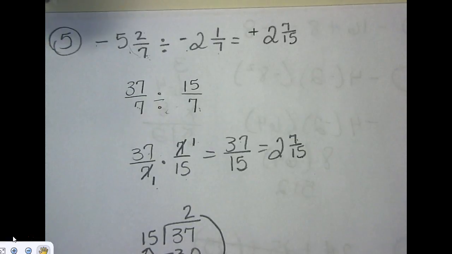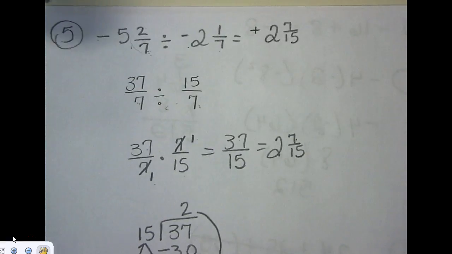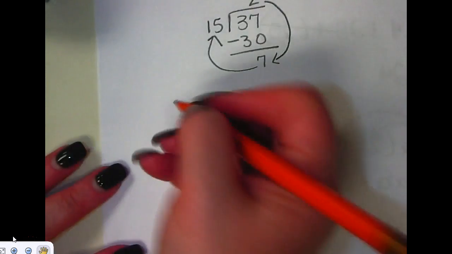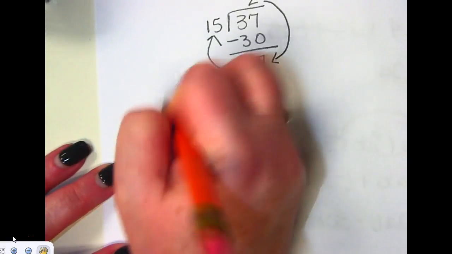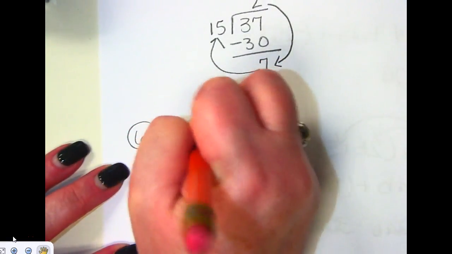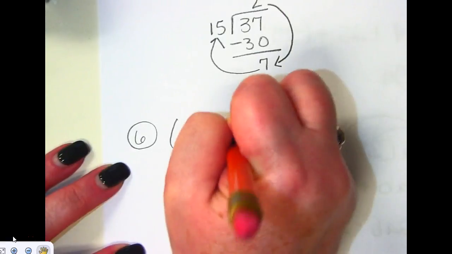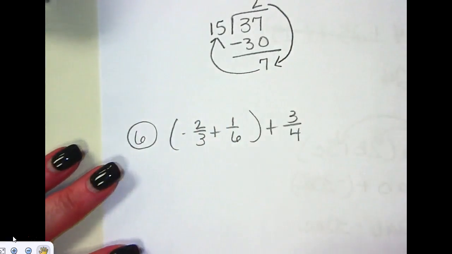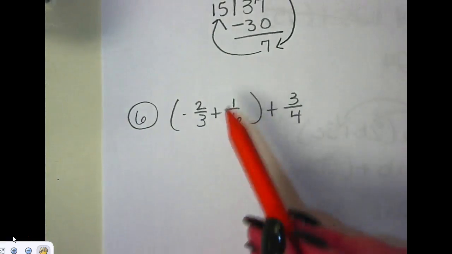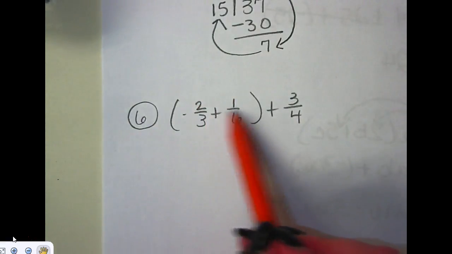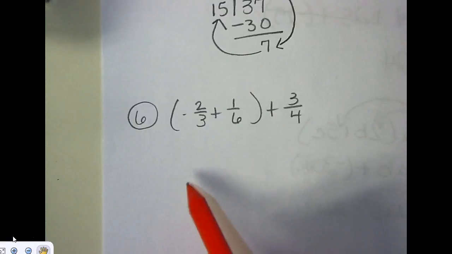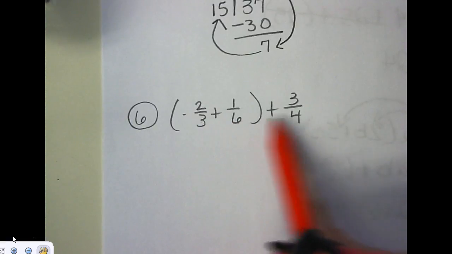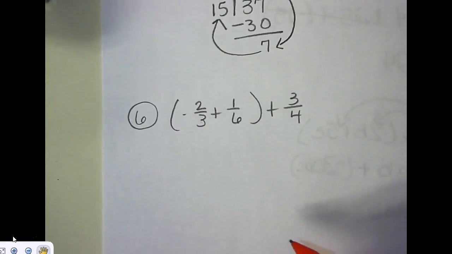All right. Any questions about that one? Okay, let's look at number 6. Negative 2/3 plus 1/6 plus 3/4. All right, so you start inside the parentheses first. But what do I need to do before I can add or subtract fractions?